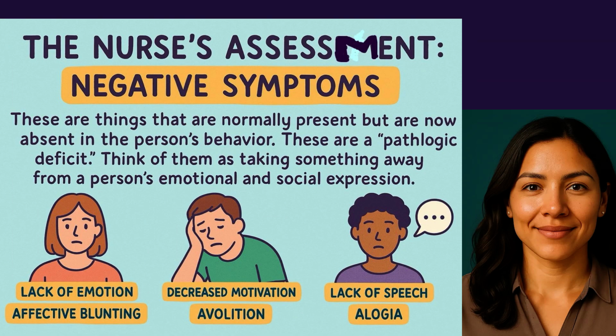Negative symptoms. These are things that are normally present but are now absent in the person's behavior. These are a pathologic deficit. Think of them as taking something away from a person's emotional and social expression. This can include a lack of emotion, affective blunting, decreased motivation, avolition, and a lack of speech, alogia.